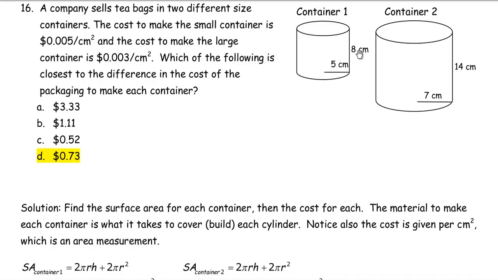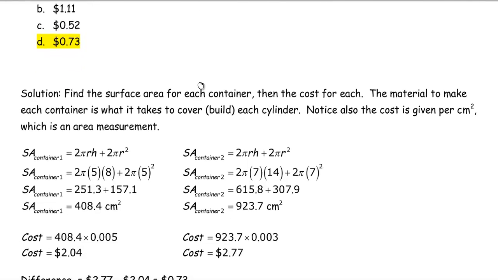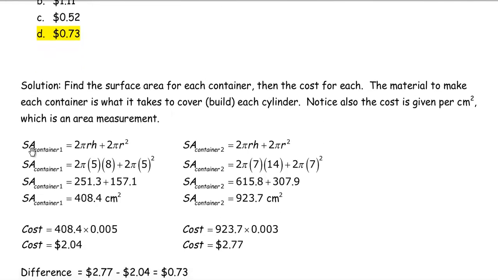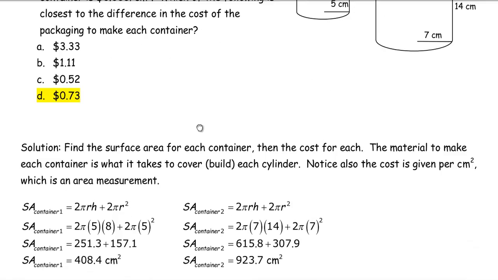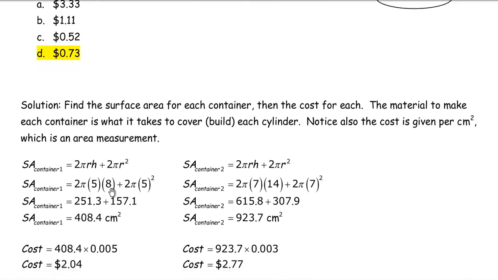So for the first one, the height's 8, the radius is 5. Surface area is 2 pi r h plus 2 pi r squared. We're not told anything like don't find the cost at the top, so it's an average cost of the sides and the bottom and top. We're using the normal surface area formula. The radius is 5 and the height's 8.